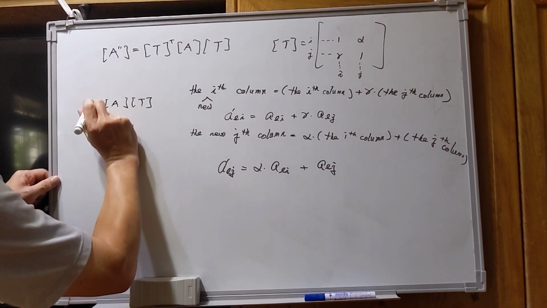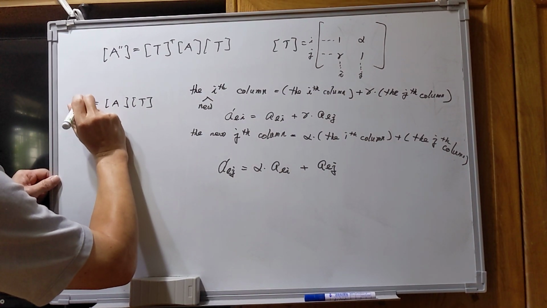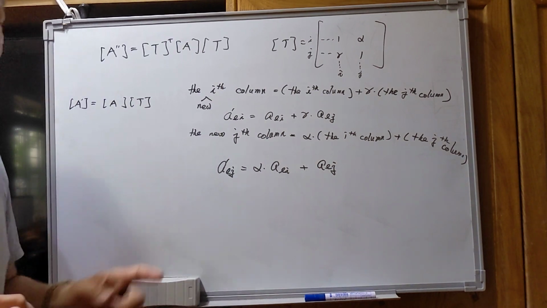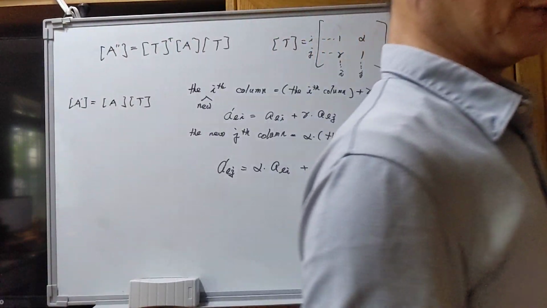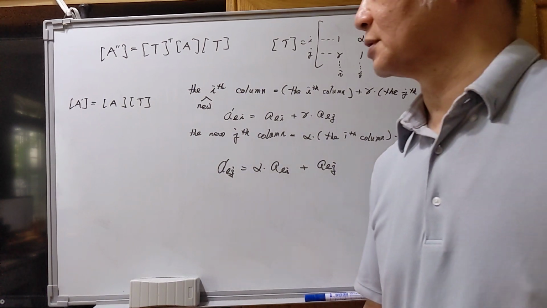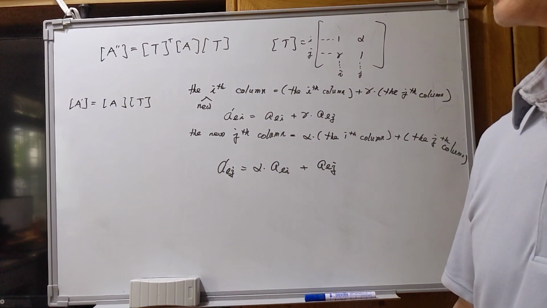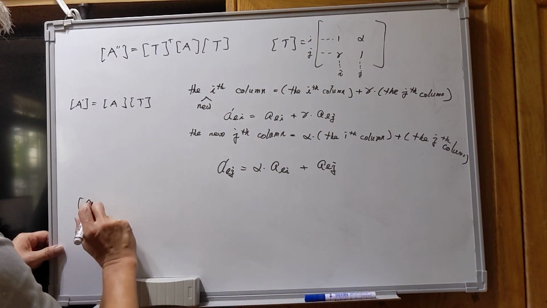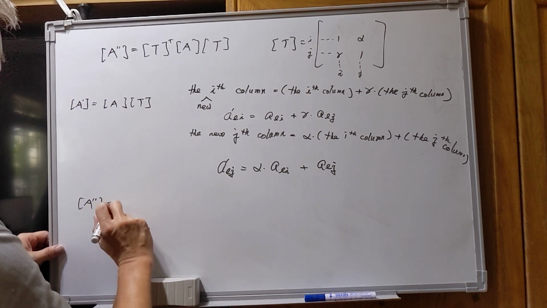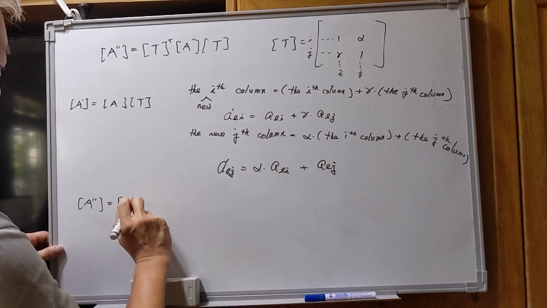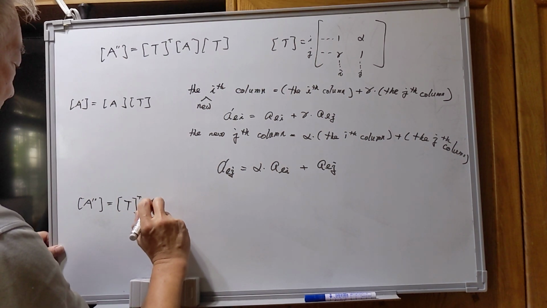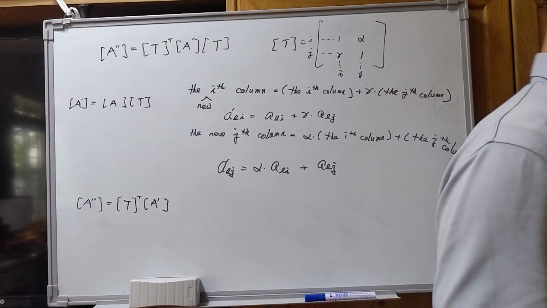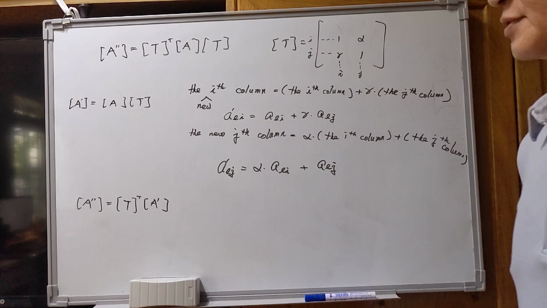So that's the AT matrix. Let's say this one is A prime, which is equal to A times T. And after we calculate A prime, then we can calculate T transpose times A prime. And then A double prime is equal to T transpose times A prime. Okay.